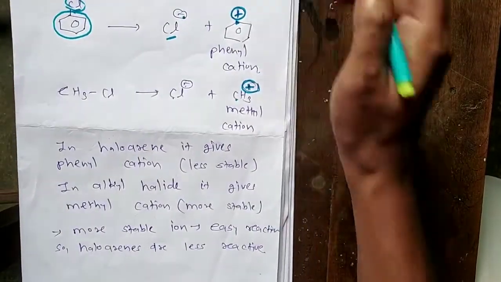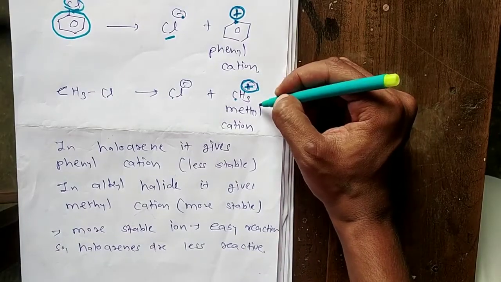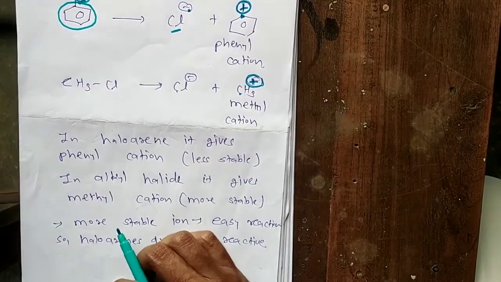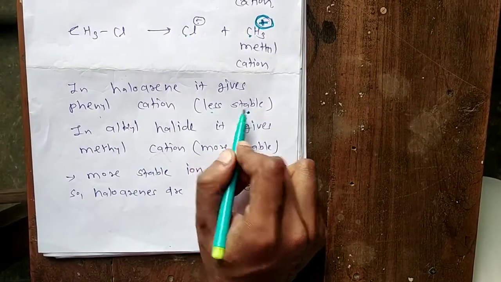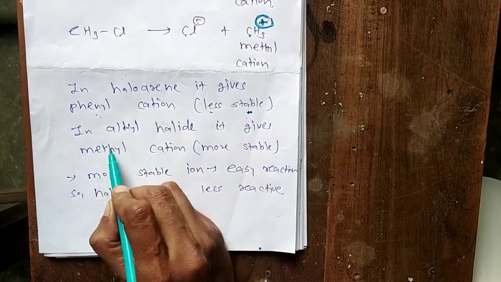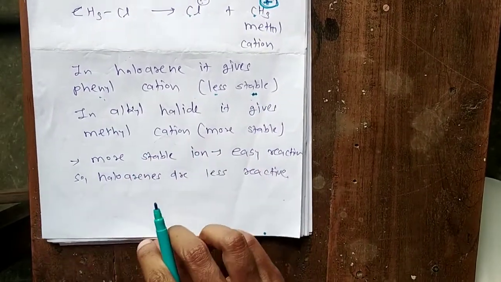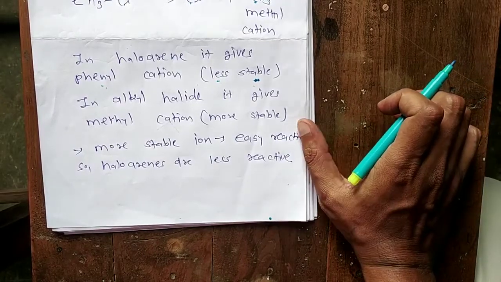Now if we compare the stability of these two cations, phenyl cation and methyl cation, then the phenyl cation is less stable. Again, the phenyl cation is less stable than the methyl cation. Here we are discussing the stability of the ion.